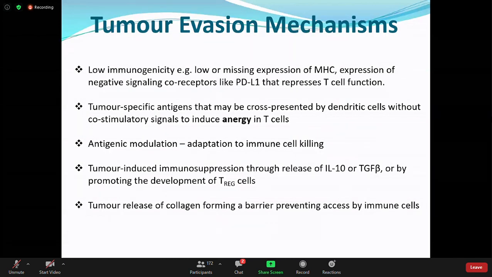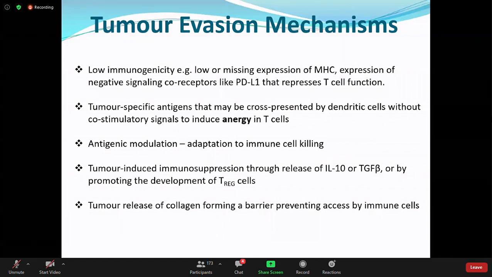Now, what about the evasion mechanisms of the tumor? So first of all, like I said, because these are minor modifications of self-proteins, their antigenicity is often very similar to normal self-proteins. So the immune system has to recognize these modifications compared to normals. And many times you are killing normal host cells, even if you are trying to target the tumor cells, through cross-reaction.